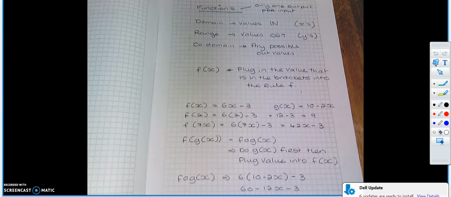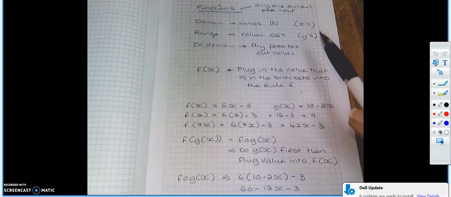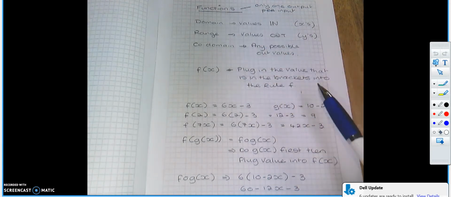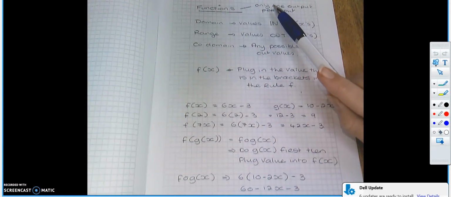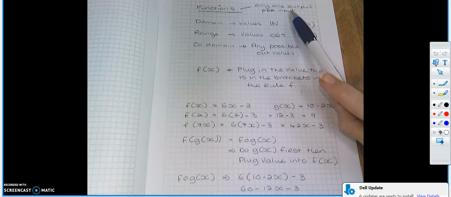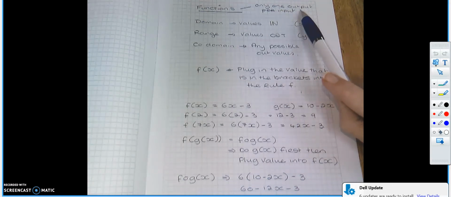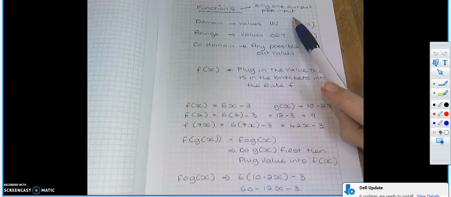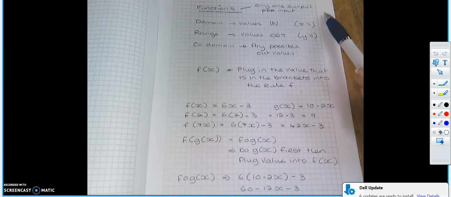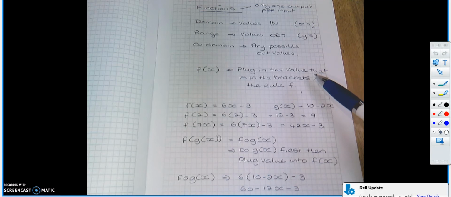Okay, what we are going to do now for the next few minutes is look over functions, right? Functions will appear on Paper 1 of the Leaving Cert Ordinary Level paper. Functions are maths equations, basically rules, where for each input there is only one output. Either way you want to take it, okay?